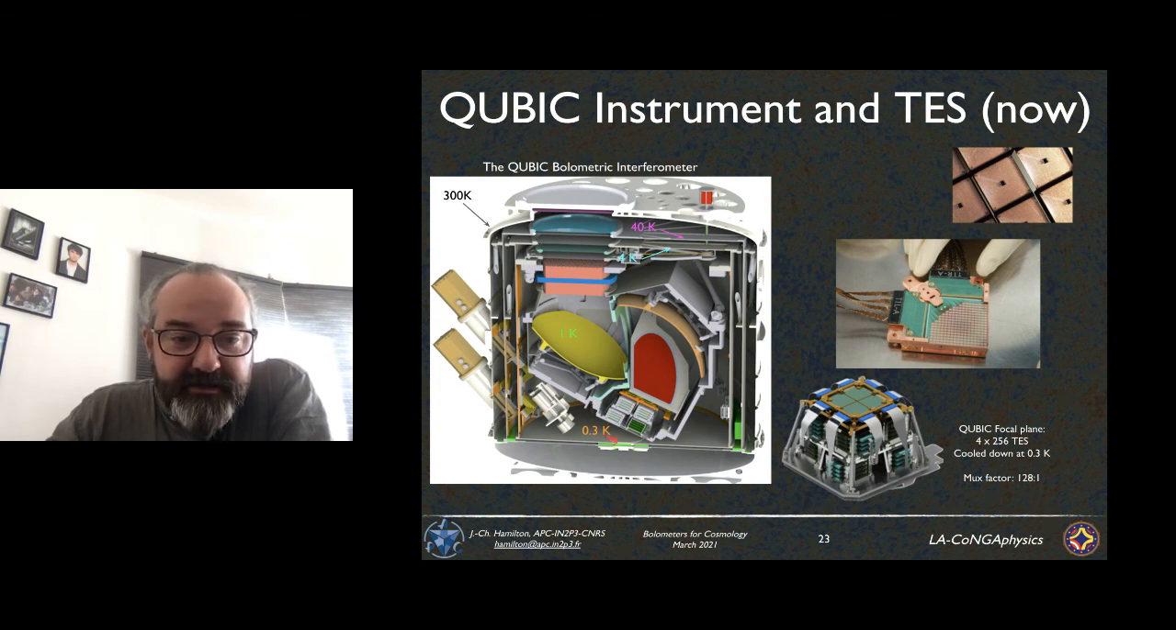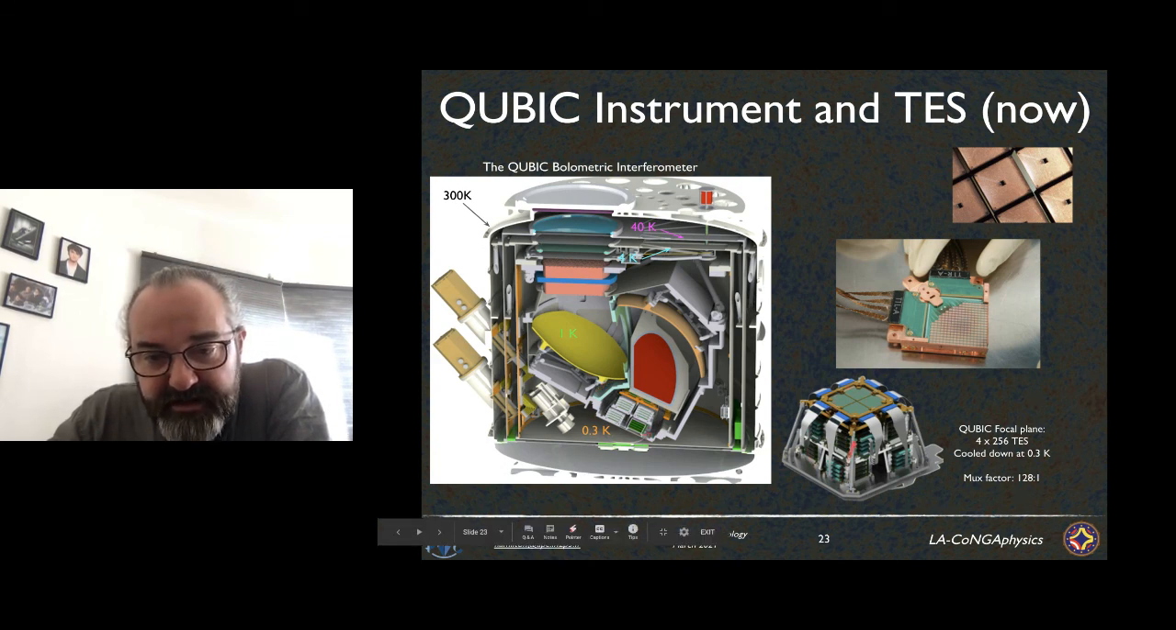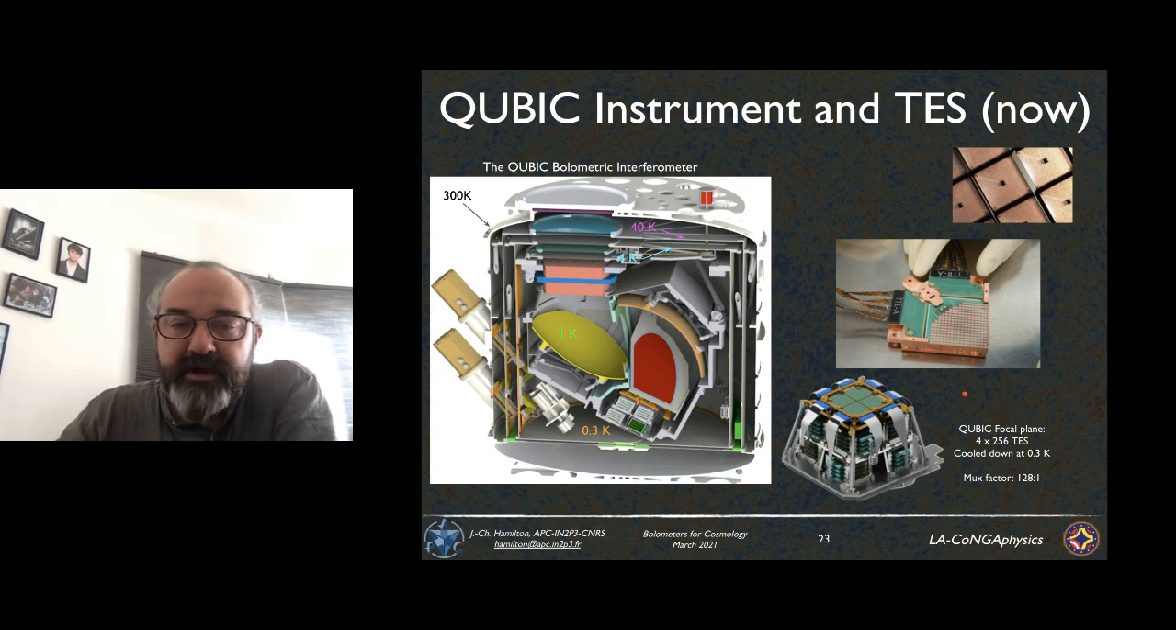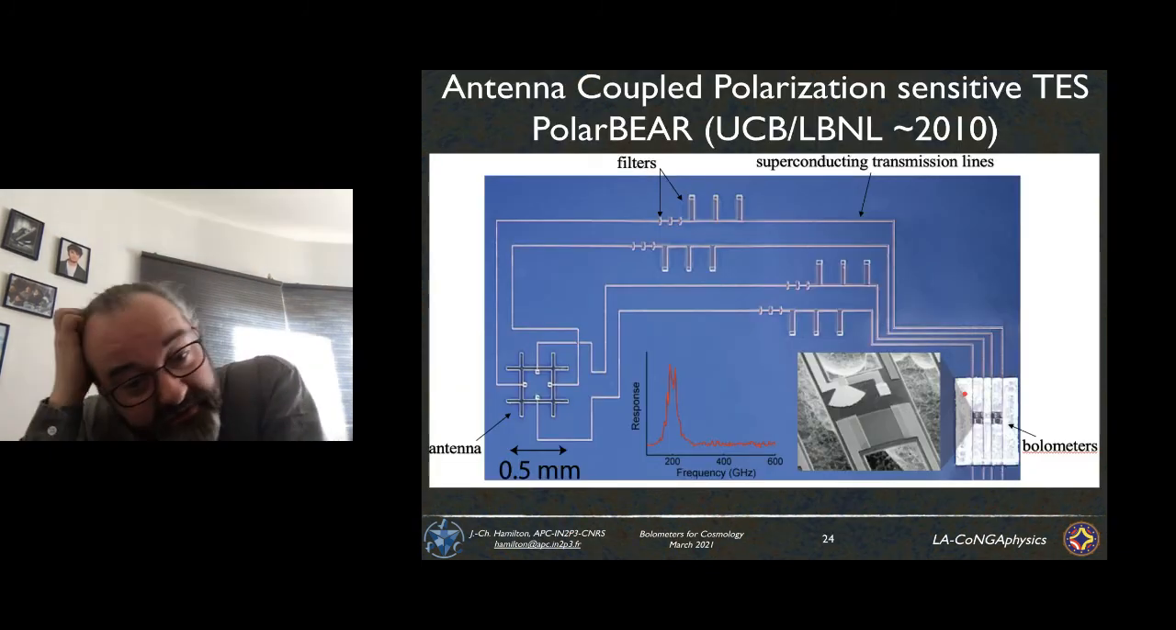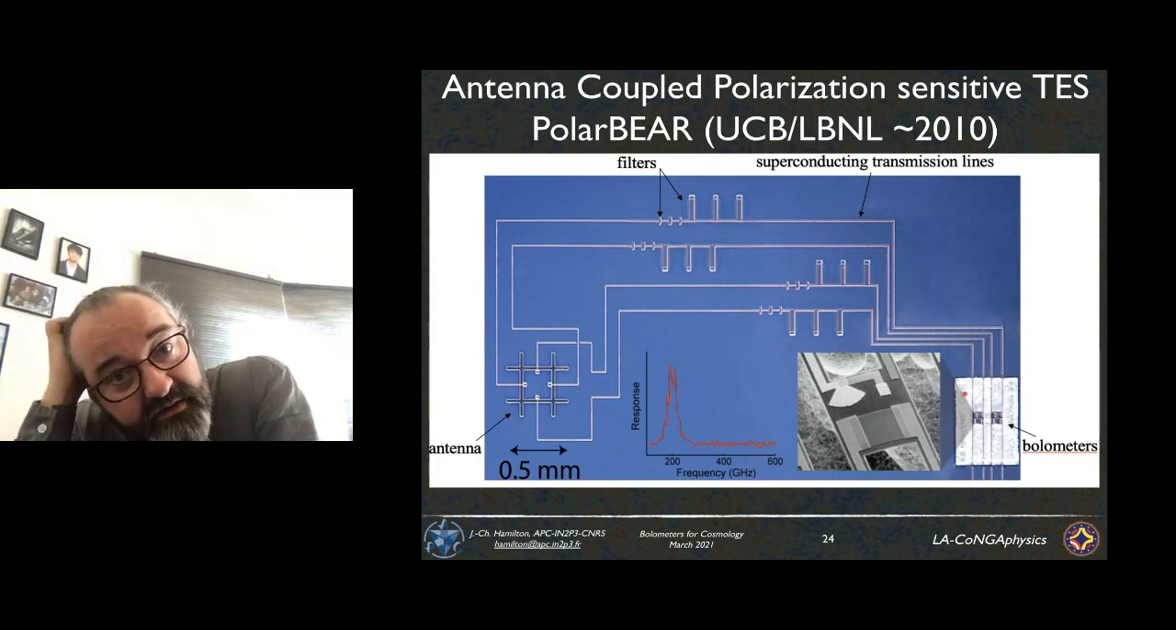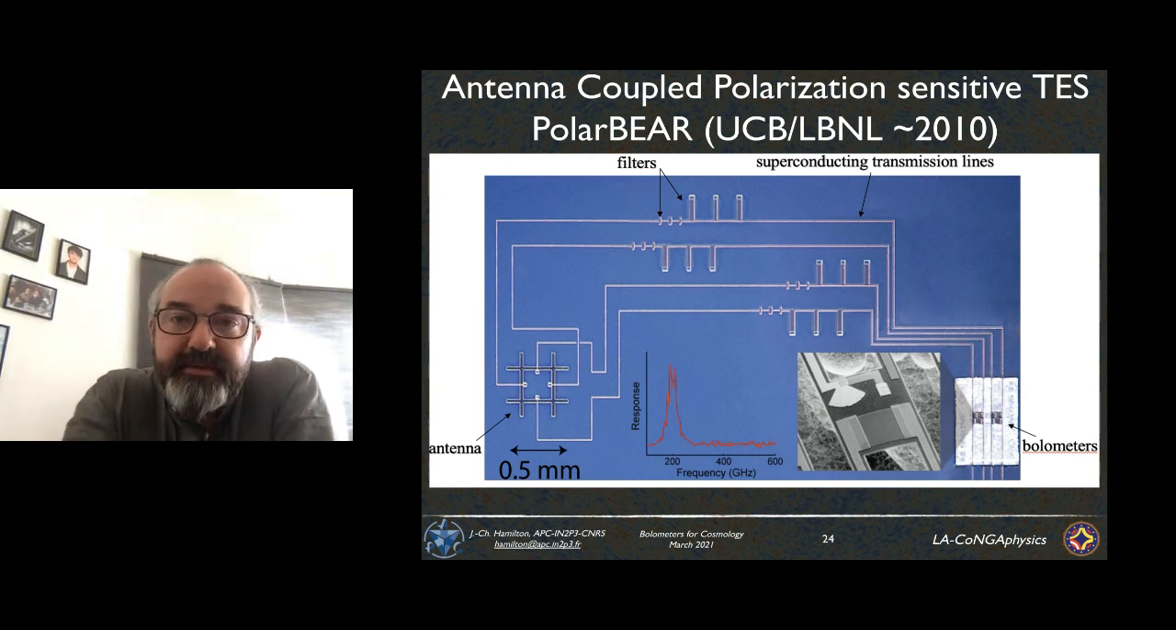And finally, the detector stage here is at 300 millikelvin, and you can see it here where you have part of the multiplexing devices that are installed here, and you see that you have various arrays of bolometers that are zoomed in here.